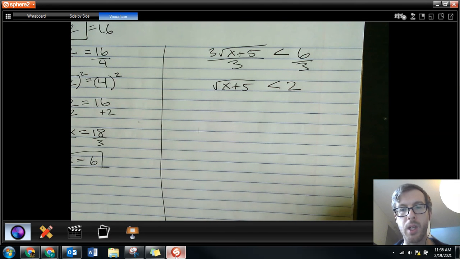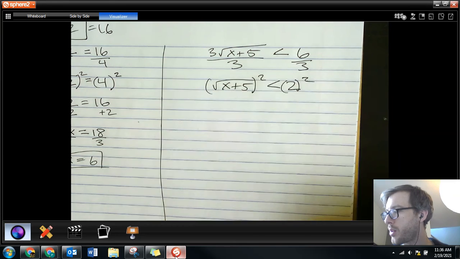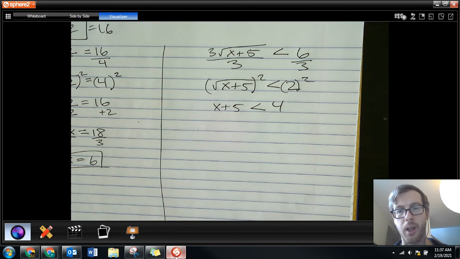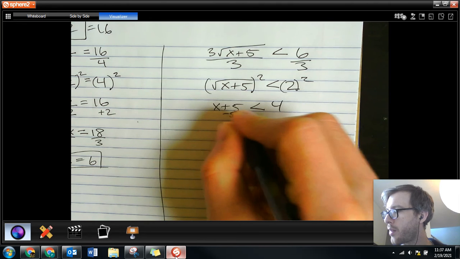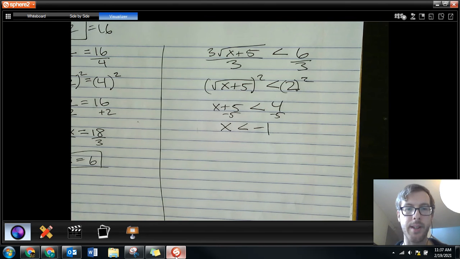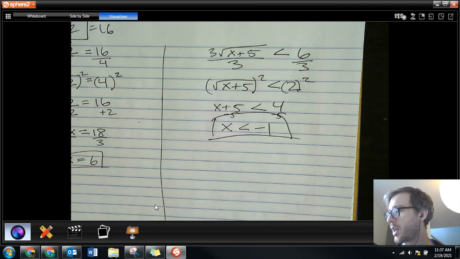All important step, eliminate that radical. Can't do anything else until we've eliminated that, so we're going to square both sides, leaving us with x plus 5 is less than 4, because 2 to the second power is 4. Final step, I'm going to subtract 5 from both sides, isolate that unknown, and so our solution set here is x is less than negative 1. Okay, and that's it. I am done. So for all values of x that are less than negative 1, those are all the possible solutions to this.